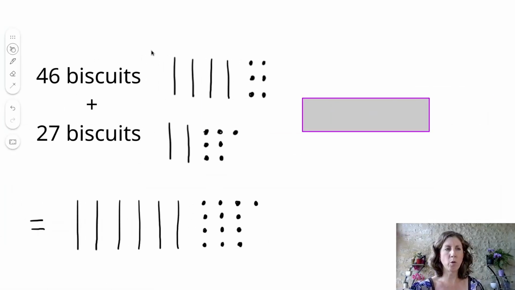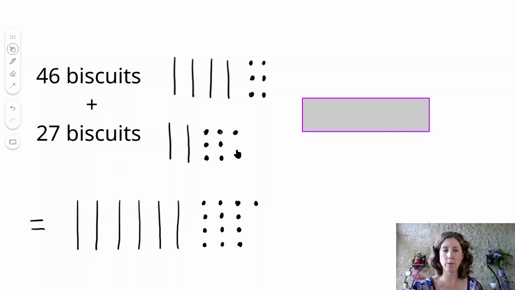Okay, so I've got 46 biscuits and I want to add another 27 biscuits. It's a lot of biscuits, isn't it? What I'm going to do first is partition my 46 into its tens and ones. So I've got 4 tens over here and 6 ones over here. That makes 46. Over here, I've got 27 biscuits that I've partitioned into 2 tens and 7 ones. That makes 27.